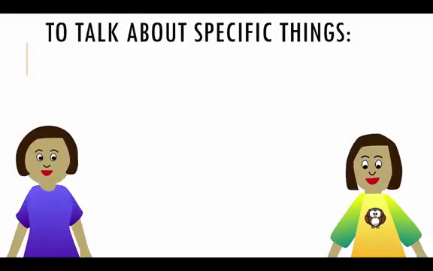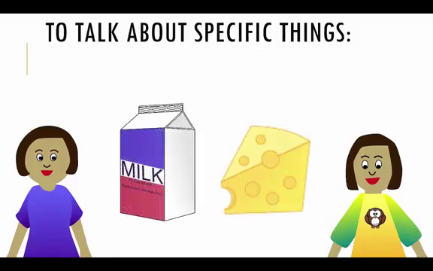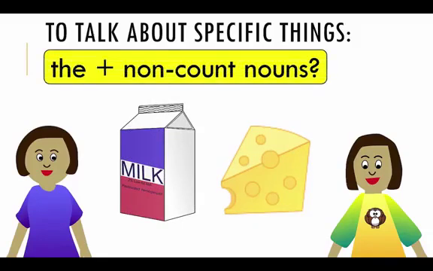While we are talking about types of nouns, let's think about non-count nouns. Can we use articles with non-count nouns? Here are a couple of non-count nouns: milk and cheese. A and an do not work with non-count nouns. But how about the definite article the? Let's continue the conversation between the mother and daughter.